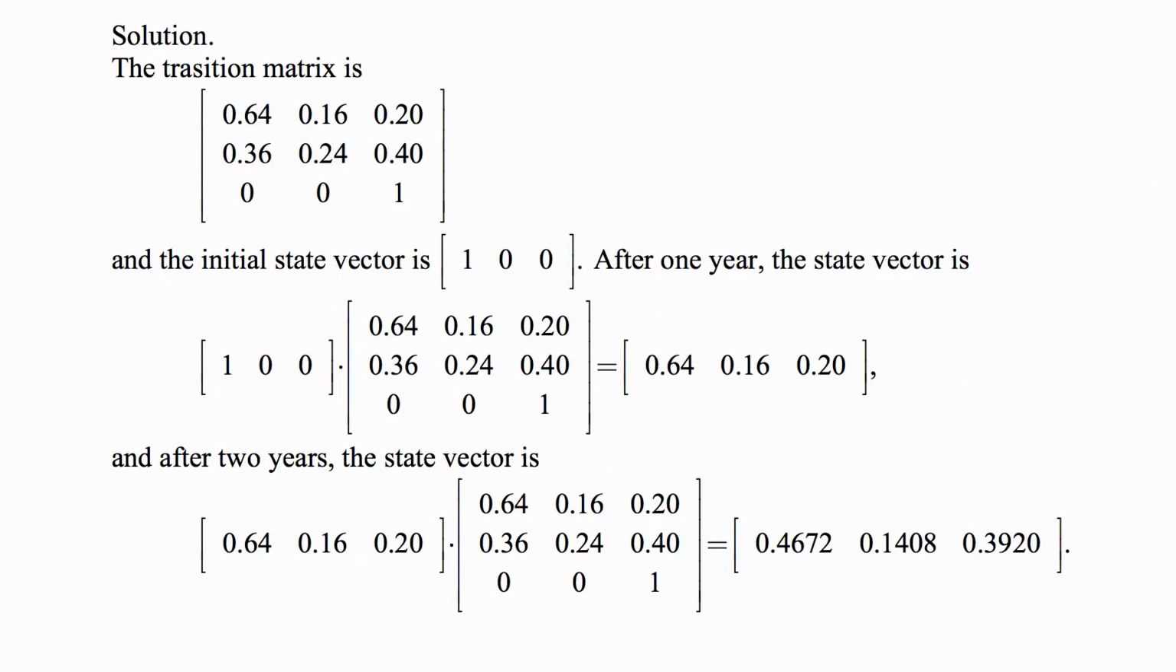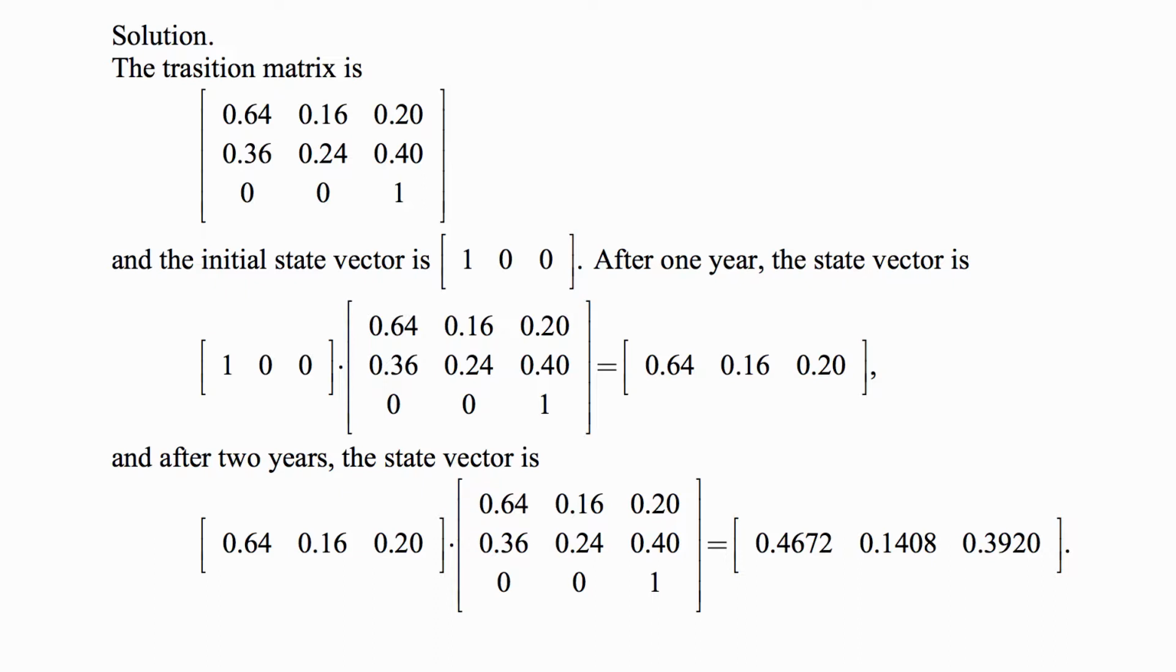So the transition matrix for this discrete Markov process, Markov chain, is 0.64, 0.16, 0.20 in the first row, 0.36, 0.24, and 0.40 in the second row, and 0, 0, 1 in the third, and the initial state vector for all of the 1,000 organisms considered is 1, 0, 0. They're all healthy. After 1 year, the state vector is what you get when you multiply the state vector by the transition matrix, which really amounts to just writing out the first row of the matrix, because only the first term in the vector is 1 and the other ones are 0, so zeros cancel out everything.